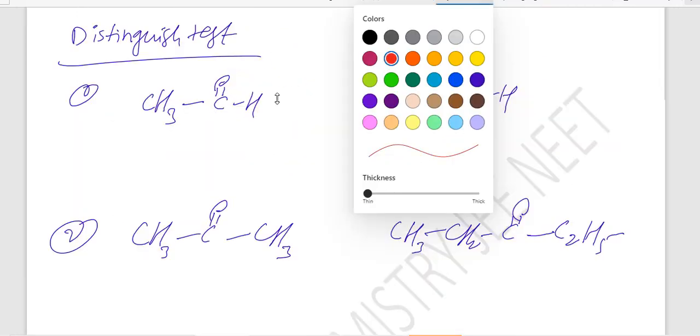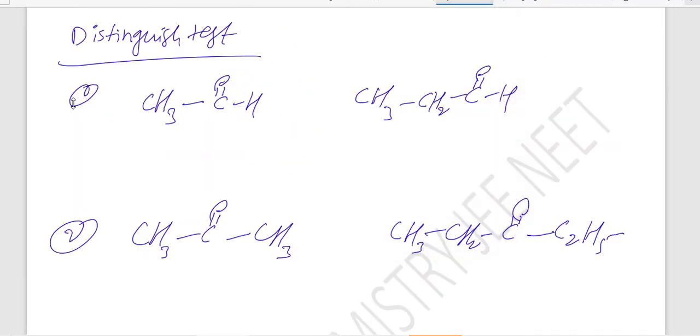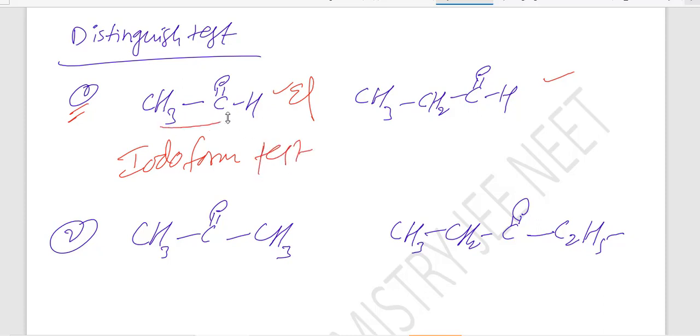Then, how can you distinguish acetaldehyde and propanaldehyde? These two compounds we can distinguish by the iodoform test. What is needed in the iodoform test? The CH3 C double bond O group is needed. Yes, here it is there. A methyl group should be present at the alpha position. Here, there is no methyl group at the alpha position, so it is not given.